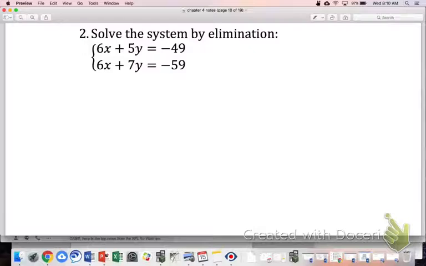Guys, look at the system. Do you see opposites on the x's or opposites on the y's? No. I mean, the x's are both 6x, so that's close. The y's are 5y and 7y, so those are definitely not opposites. And so what that means is we're going to have to take a slightly different tactic here.